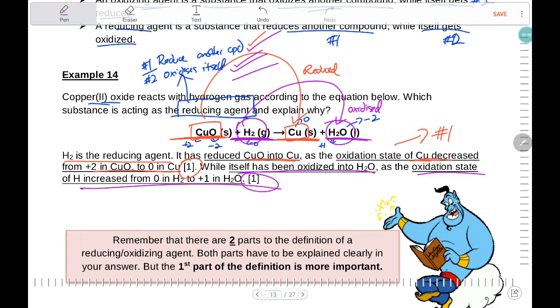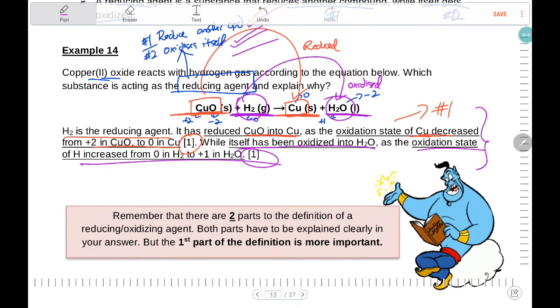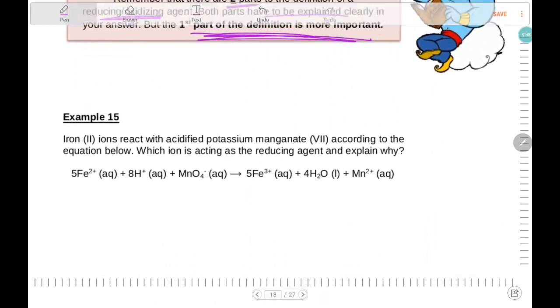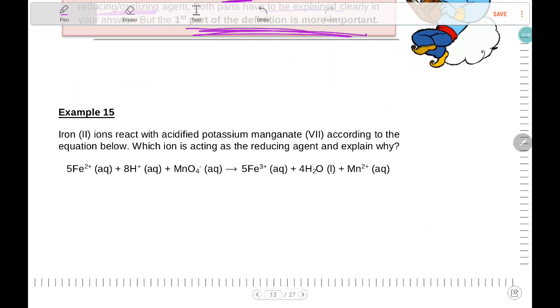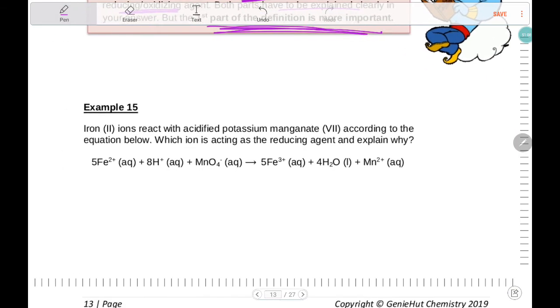So again, this is a template for oxidizing and reducing agents. There is a slight difference in the way we answer the question as compared to the previous type of question. Remember, there are 2 parts to the definition for an oxidizing or reducing agent. The first part is more important, and depending on the marks, we may have to explain the second one as well. So could you try this example on your own? Not only this one, but 16 and 17 as well. Try all 3 examples. Pause the video, give it a try, and then come back and check your answer.